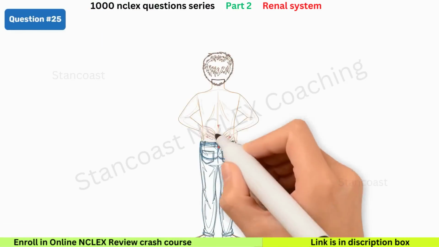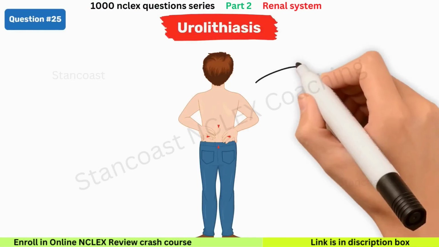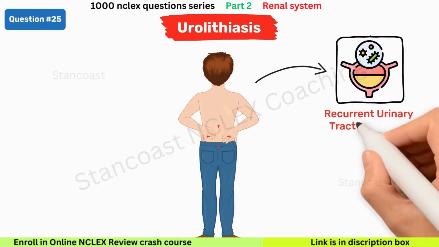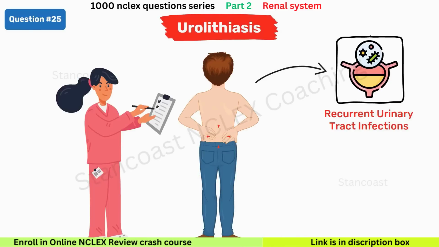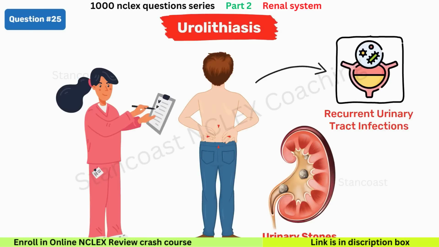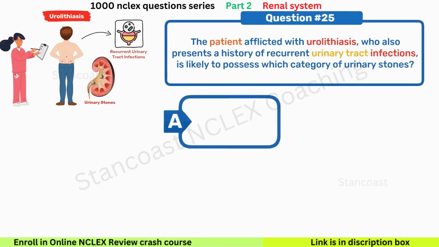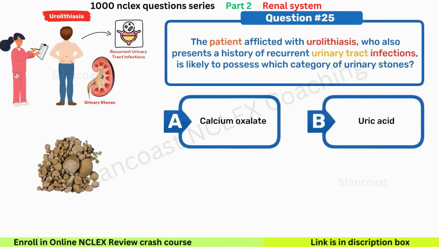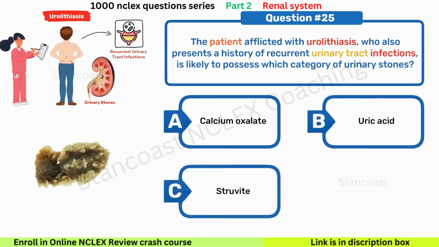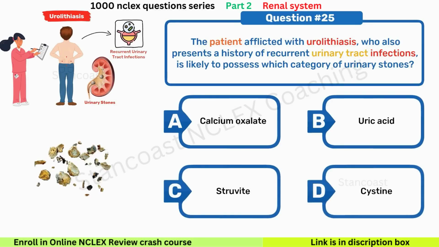The patient afflicted with urolithiasis, who also presents a history of recurrent urinary tract infections, is likely to possess which category of urinary stones? A. Calcium oxalate. B. Uric acid. C. Struvite. D. Cysteine. Correct answer is C. Struvite.